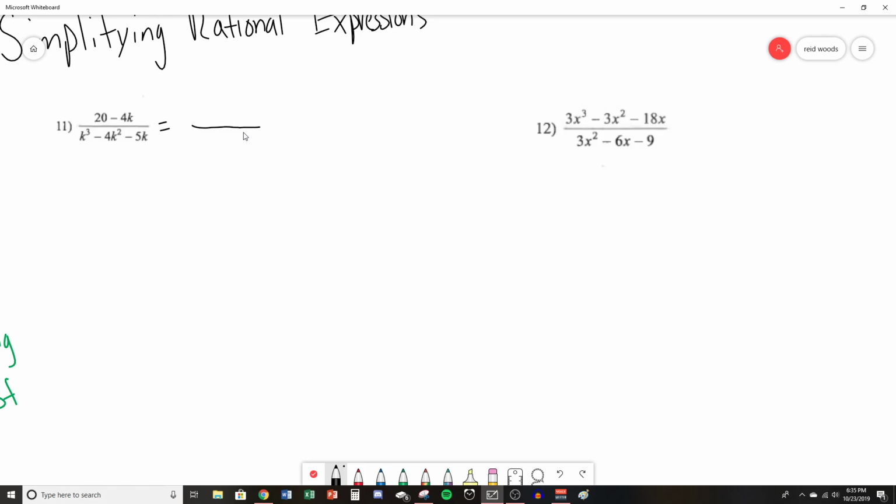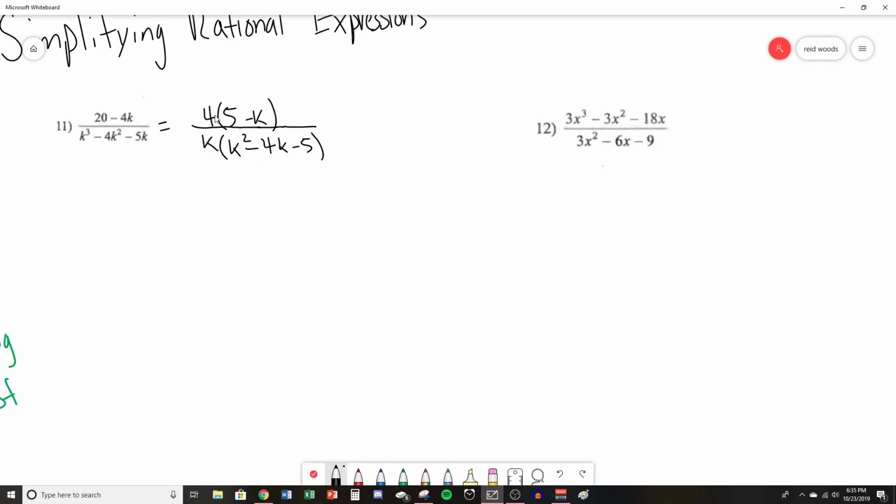So up top, as we look at the 20 minus 4k, you can see that there's a GCF and it's going to be 4. So I'm going to pull that 4 out of it, draw parentheses, and inside I get 5 minus k. Next, on the bottom, we see that there's also a GCF. However, it's not a number, it's actually a variable k. So I get k times k squared minus 4k minus 5.